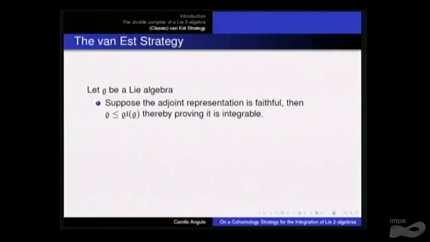the Van Est strategy. And the Van Est strategy is a classical strategy for the integration of Lie algebras, which starts as follows. You suppose that you've got a Lie algebra that has a faithful representation, and then you can regard it as a Lie subalgebra of a linear Lie algebra. And of course, the linear Lie algebra is integrable. That's part of the deal. And so it is integrable as a sub-object.